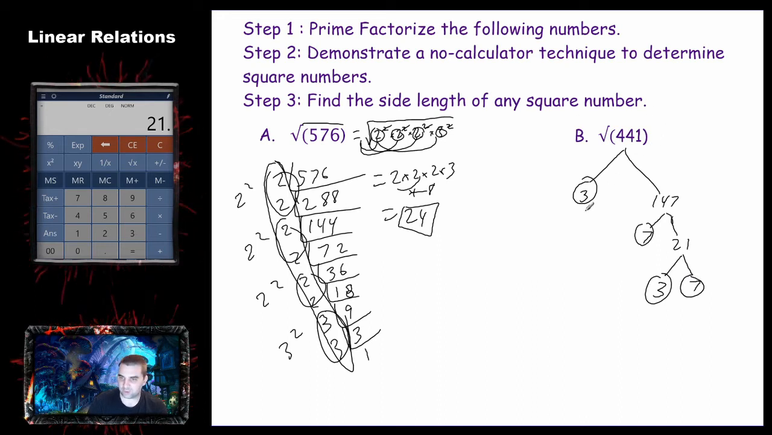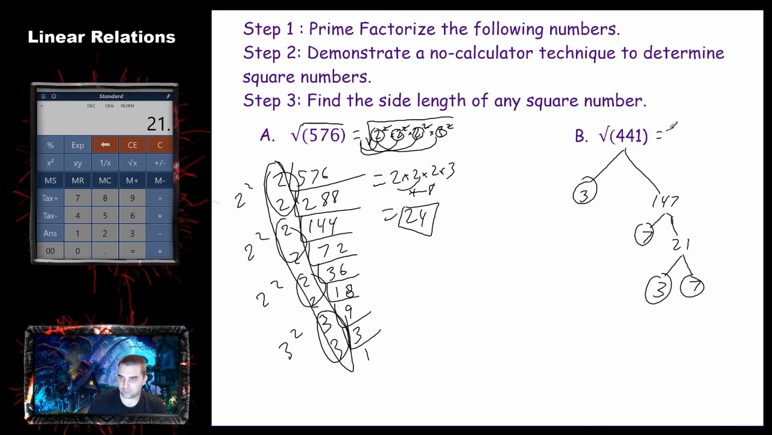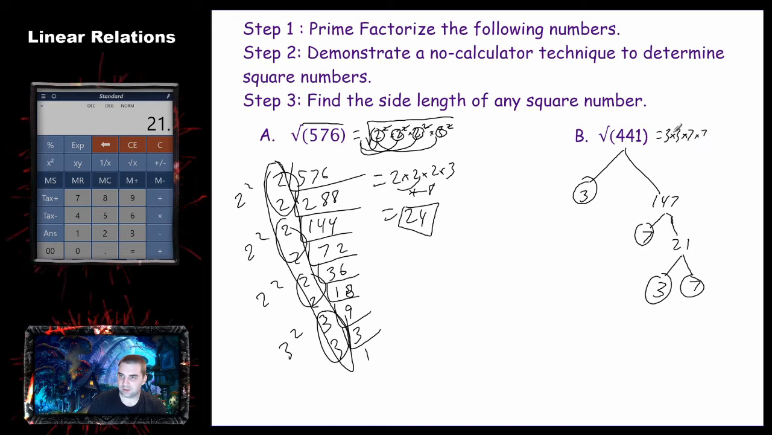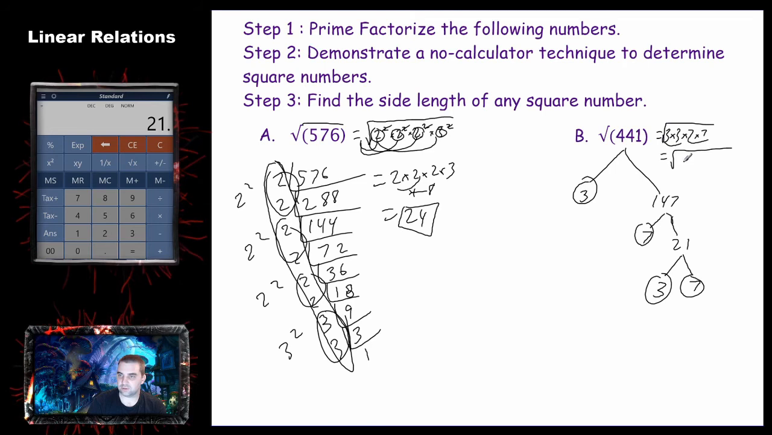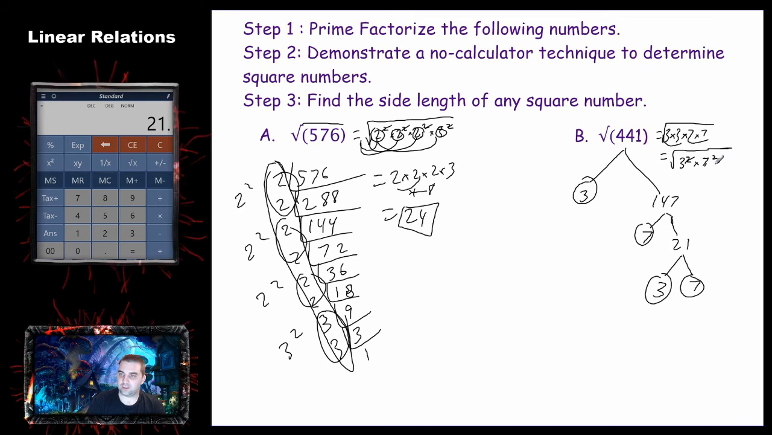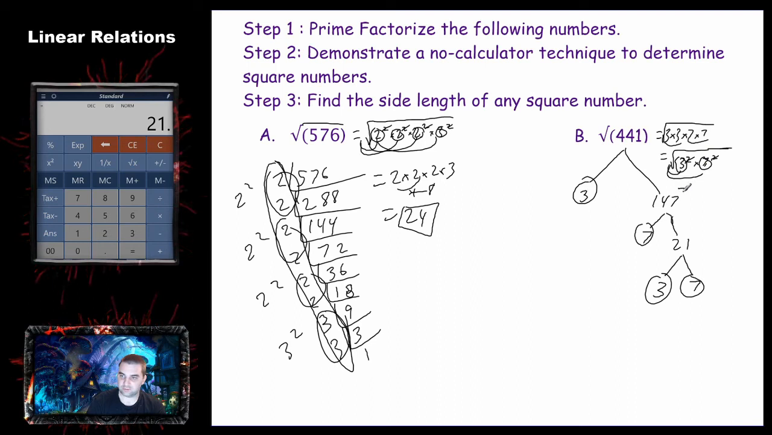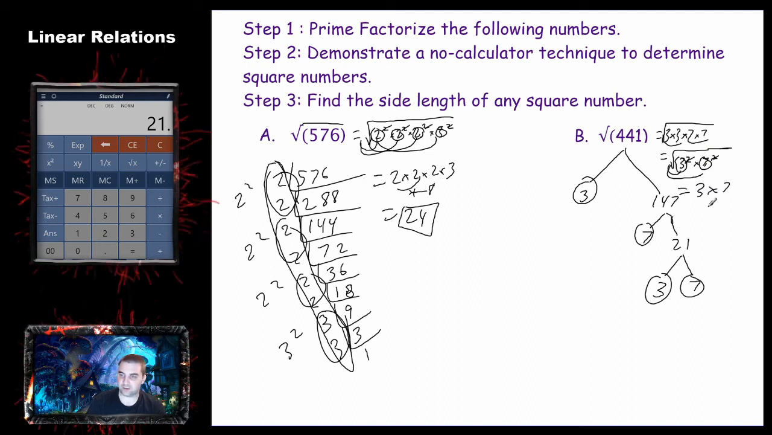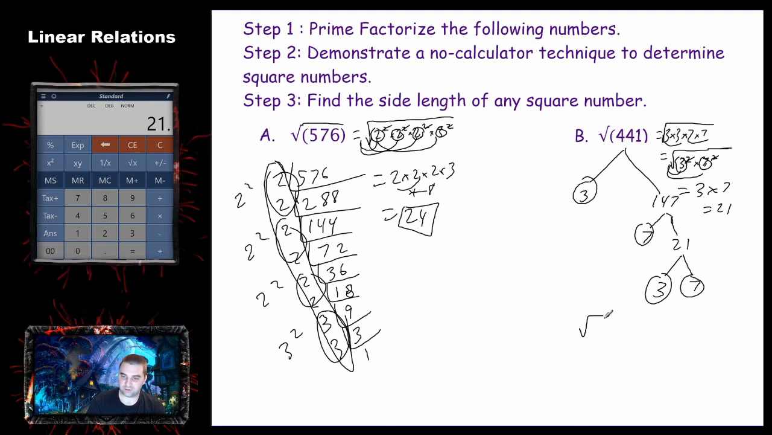So what we're left with is, remember, 3 times 3 times 7 times 7. And I'm looking at sets of 2. So remember, this is all square root. 3 squared times 7 squared. Anything squared is going to get canceled out and come outside. So I'm left with 3 times 7, which is 21. So the square root of 441 is equal to 21.